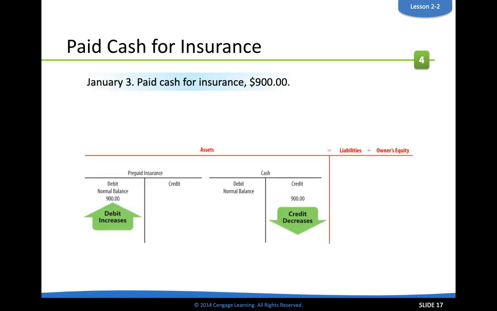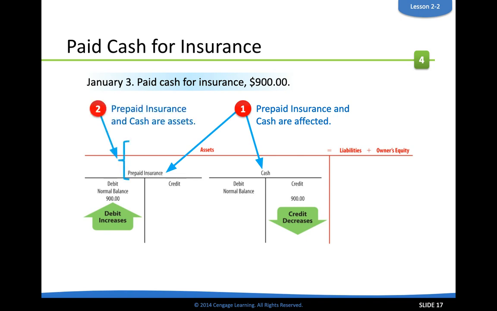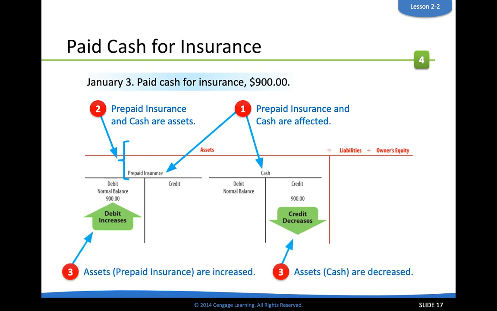Which accounts are affected? Question number 1, prepaid insurance and cash. Question number 2, what types of accounts are they? They're both asset accounts. Question number 3, what is the effect? Well, again, prepaid insurance, chapter 1 review goes up, cash goes down. Number 4, bringing in debits and credits. Again, we need to debit prepaid insurance to increase it. We need to decrease cash, so we will credit it.